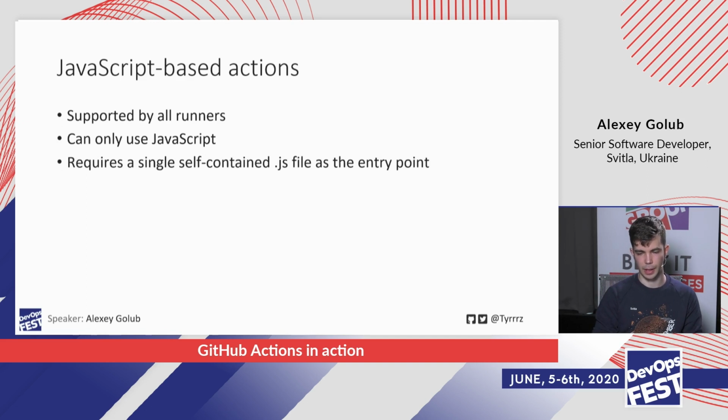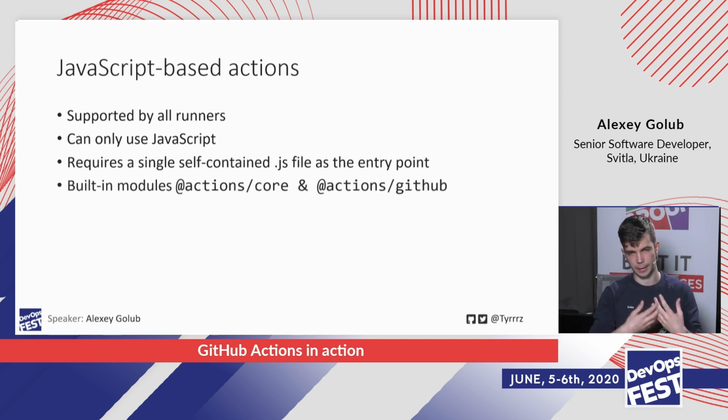And as a requirement, you use a self-contained JS file as an entry point, as I briefly mentioned. And as another advantage, you have access to some built-in modules like Actions Core and Actions GitHub. So you can just reference them as if they were installed. And then they provide some extra functionality. So for example, Actions Core, you can use that to talk to the runner, to report some logs directly to the platform. Or you can use the GitHub module to talk to the GitHub API and stuff like that.